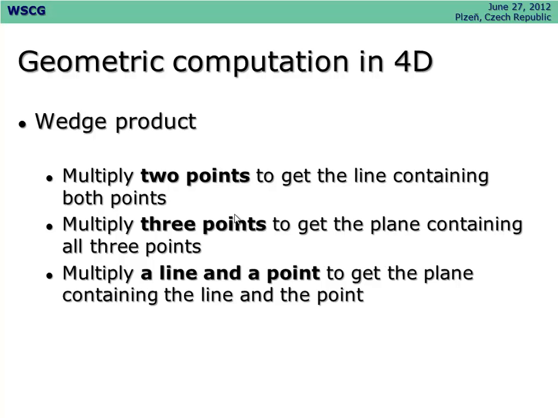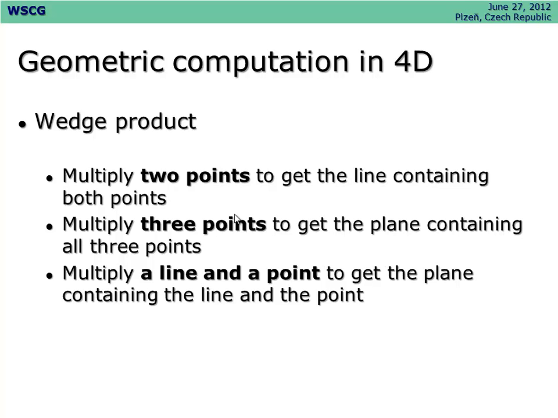All right, so what can we do with all this? This is the good stuff. The wedge product lets us multiply two points together to get the line containing both those points, a bivector. If we multiply three points together, we get the plane containing all three points. If we multiply a line bivector and a point vector together, then we get the plane containing both the line and the point. Of course, this is assuming that the other point's not on the line and that these three points are not all collinear. If you do that, then you just get zero.